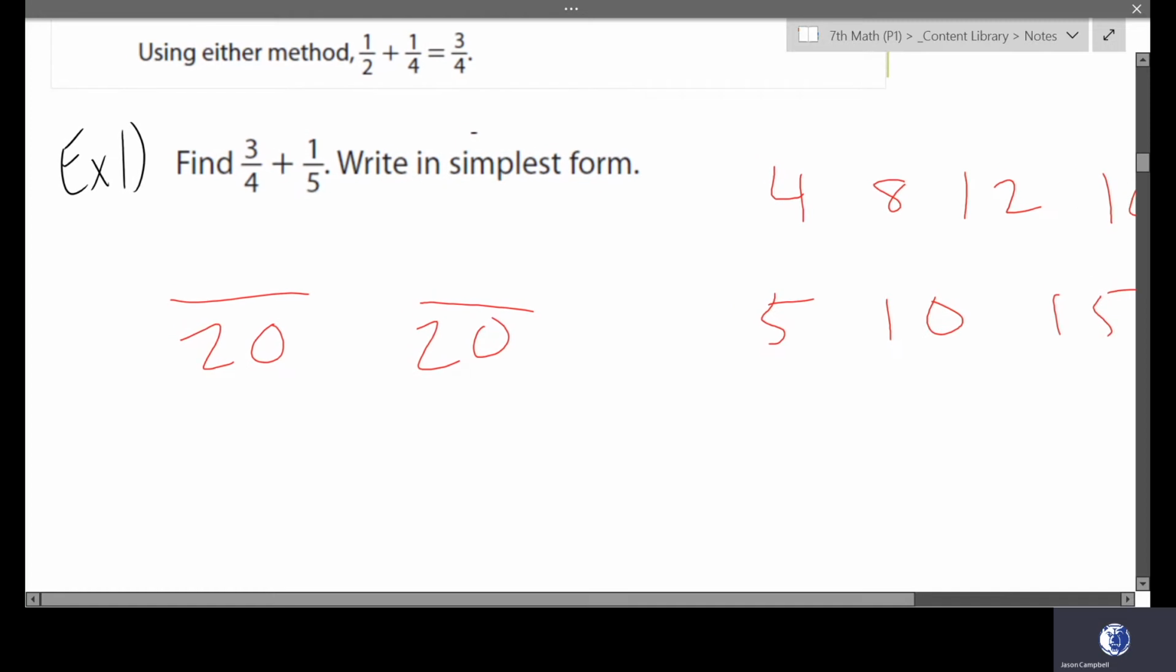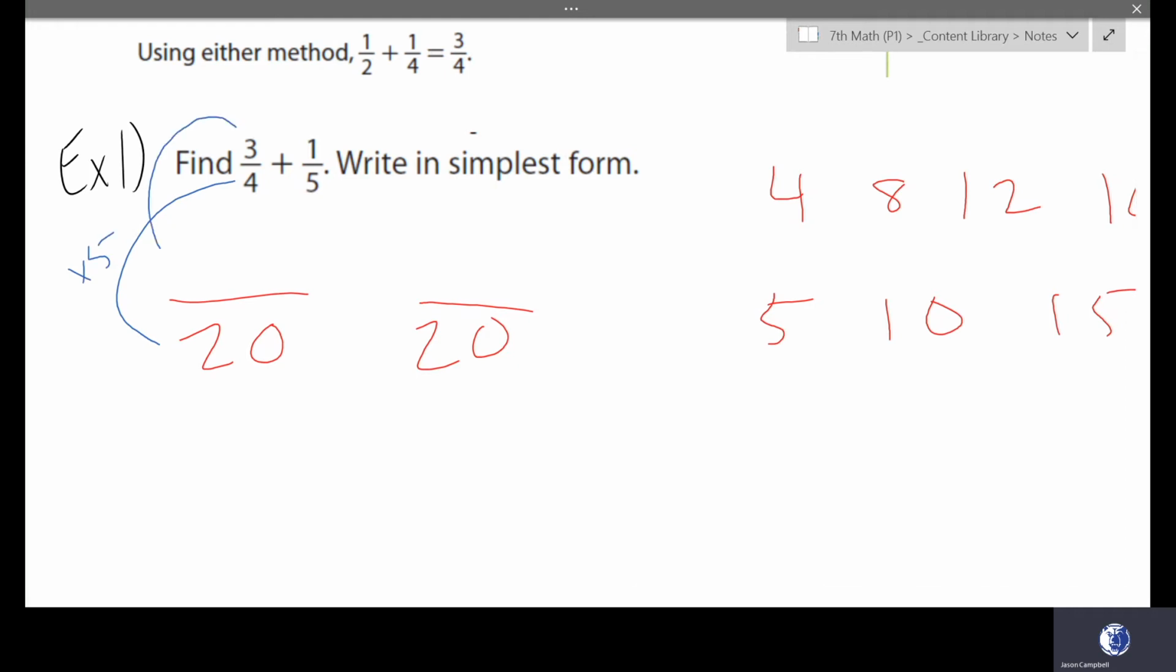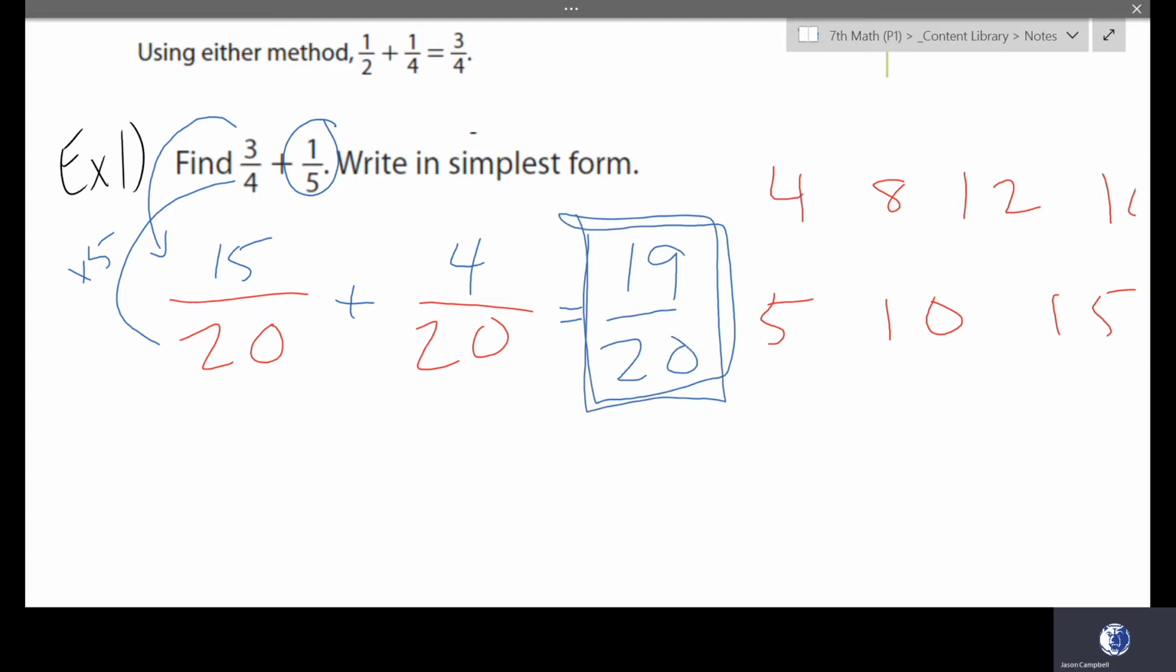So now with that example, to get from 4 to 20, I had to multiply by 5. So I will multiply the 3 by 5. 3 by 5 is 15. So 3 over 4 becomes 15 over 20. To convert my 1 over 5, 5 multiplied by 4 equals 20, so I'm going to multiply the numerator by 4. 1 multiplied by 4 is 4. And if I add 15 over 20 and 4 over 20, I get 19 over 20. That cannot be simplified, so that is my final answer.